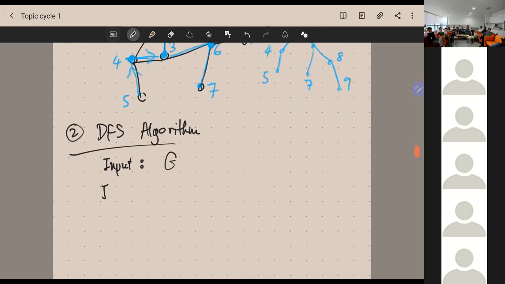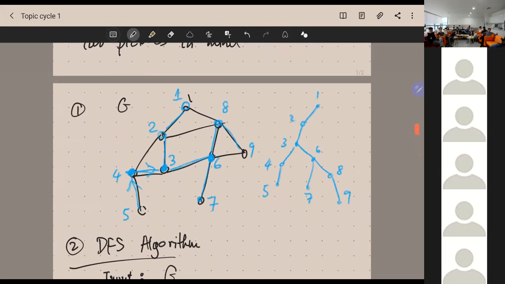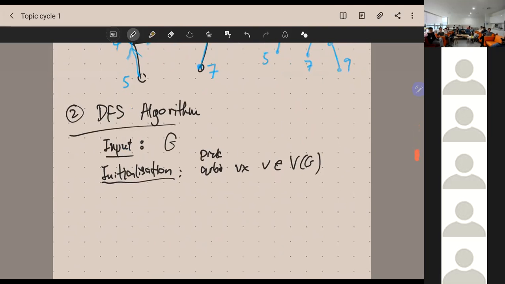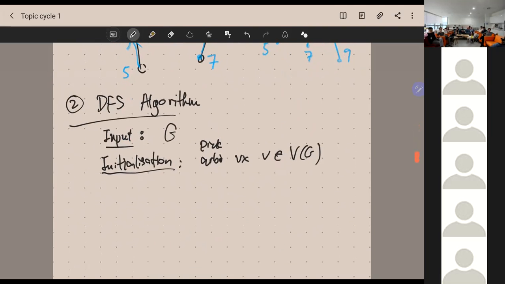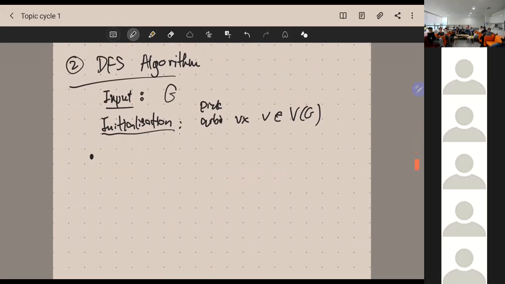Let's say the input is a graph G. Then we initiate. At the beginning, what we do is pick an arbitrary vertex V in G. In this picture, it is this guy, right? We pick the first one. There's a reason that I try to make everything precise, so later on it's easier for me to refer back to.